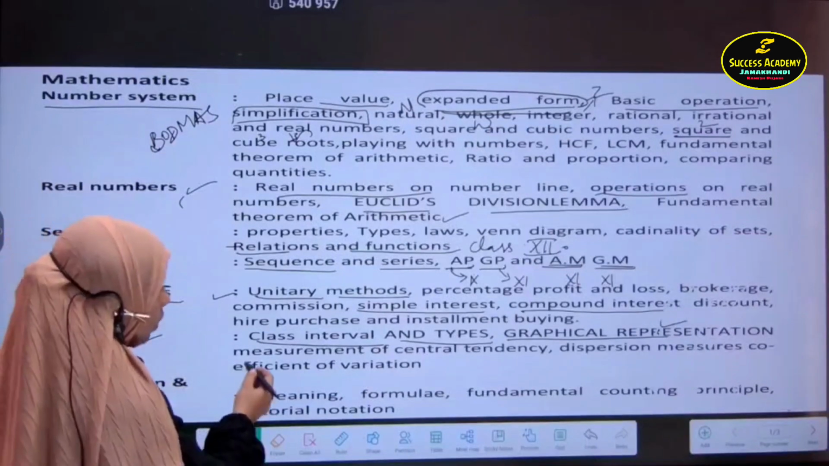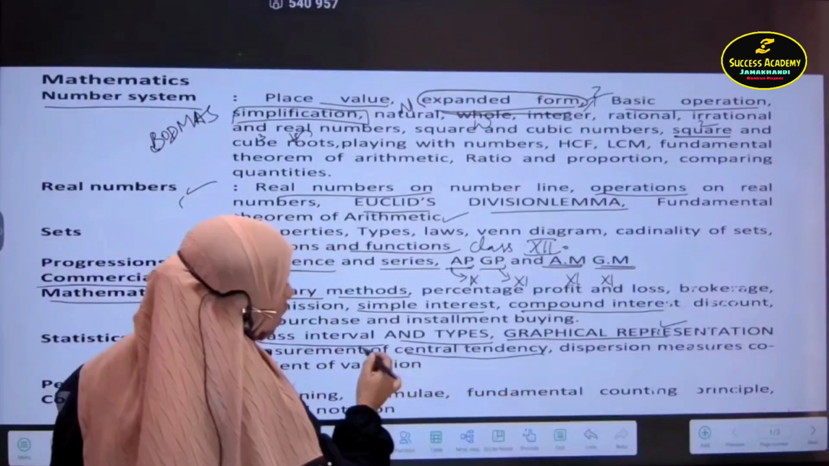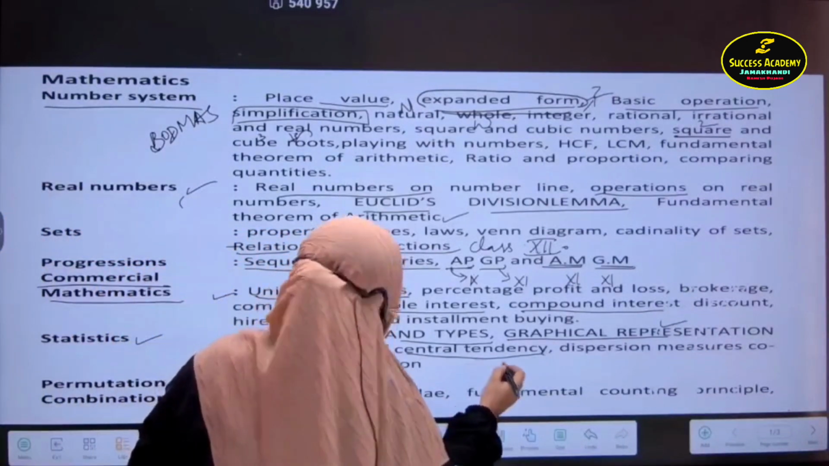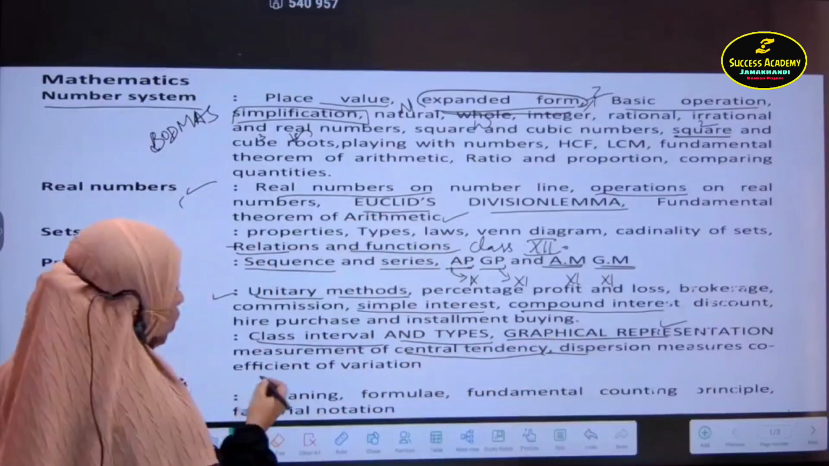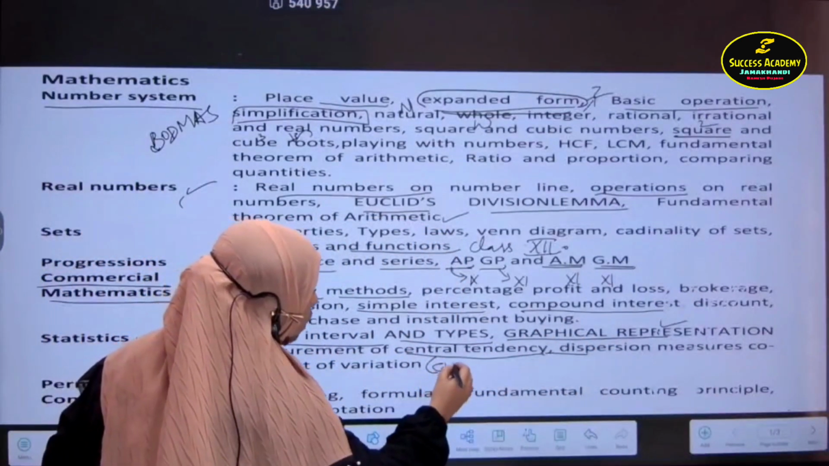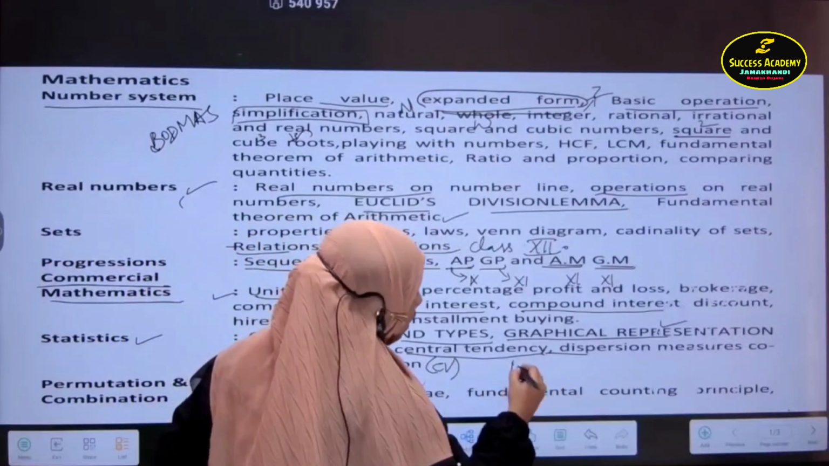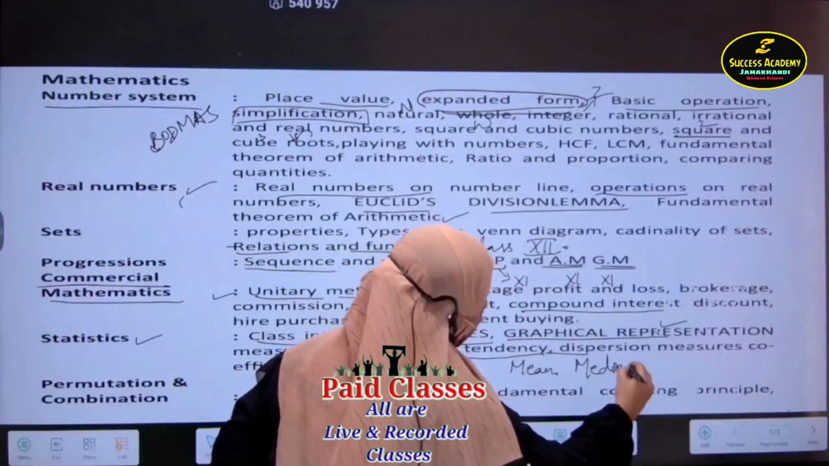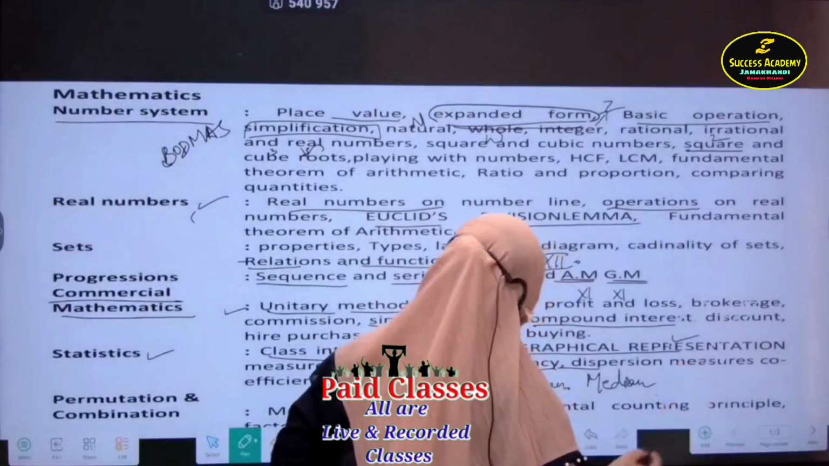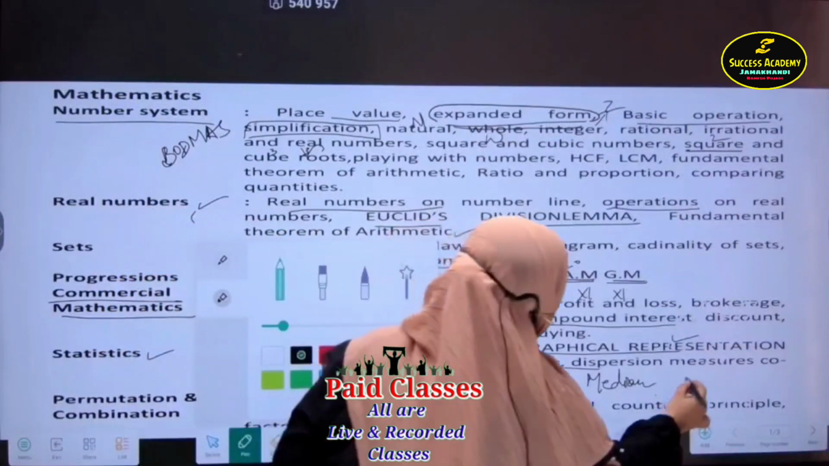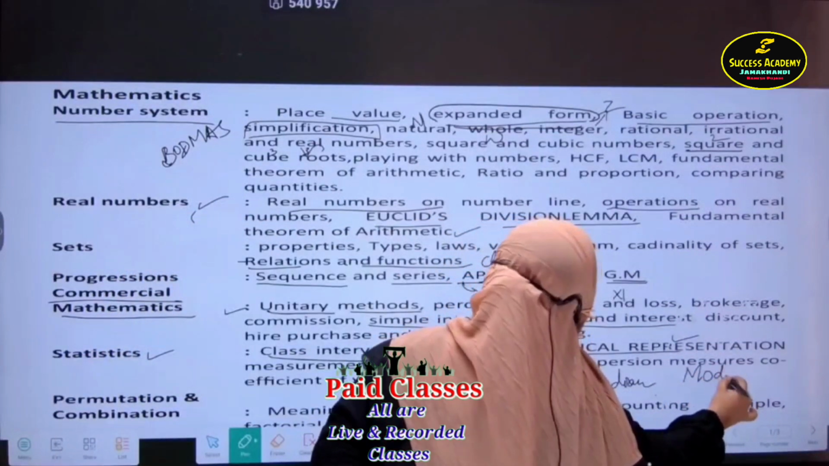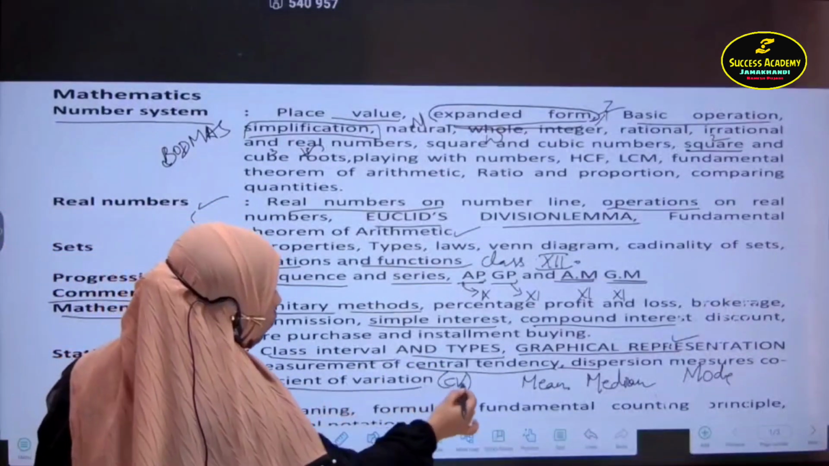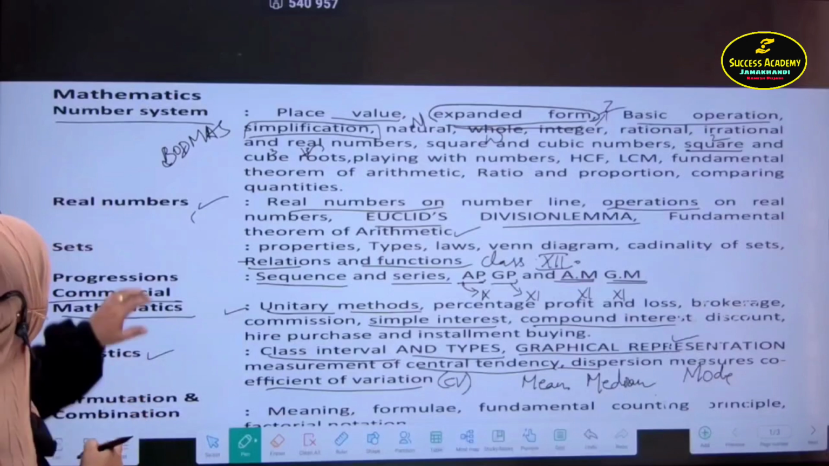Next, measures of central tendency. What are central tendencies? Central tendency, dispersion measures, coefficient of variation. What is coefficient of variation? CV. Central tendencies are nothing but mean, median, mode, etc. These are the central tendencies and measures. Next, CV, coefficient of variation.